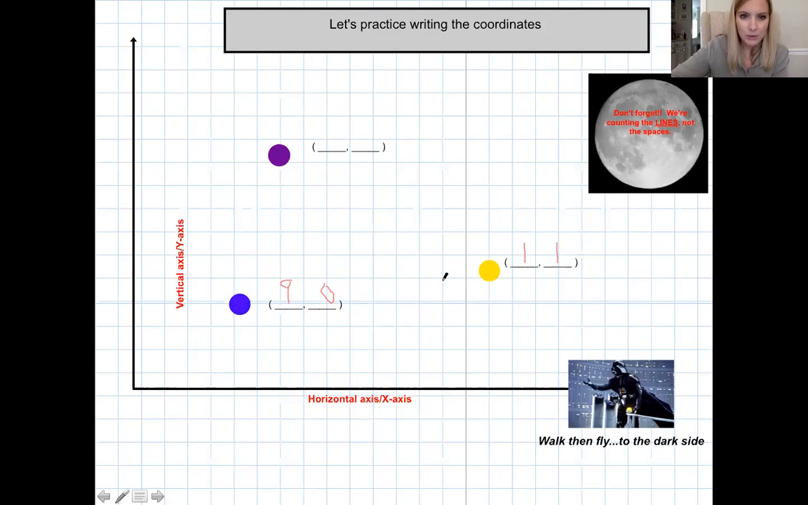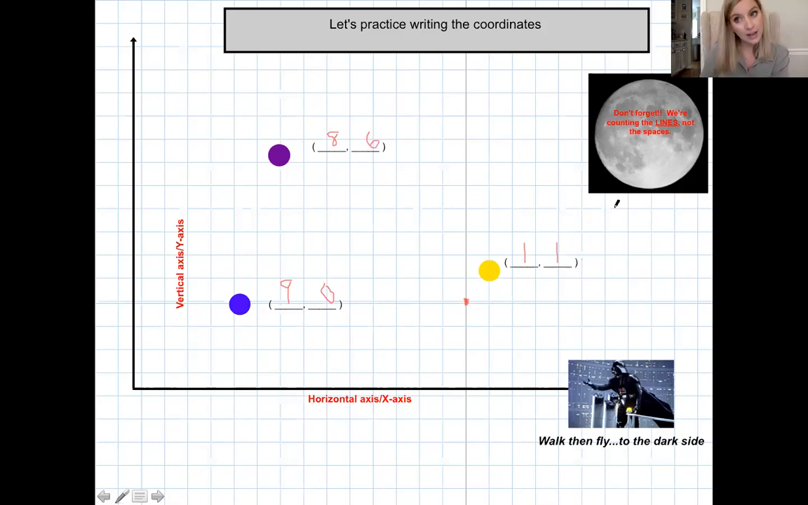Okay, then we're gonna find the purple. Okay, so we start walking first to the left and then up. So we start from our origin right here. I'll go ahead and write a little dot here so we know where we're starting. Okay. 1, 2, 3, 4, 5, 6, 7, 8. Oh, 8. Yep, stop there. And then up. 1, 2, 3, 4, 5, 6. So our ordered pair looks like this. 8, 6.